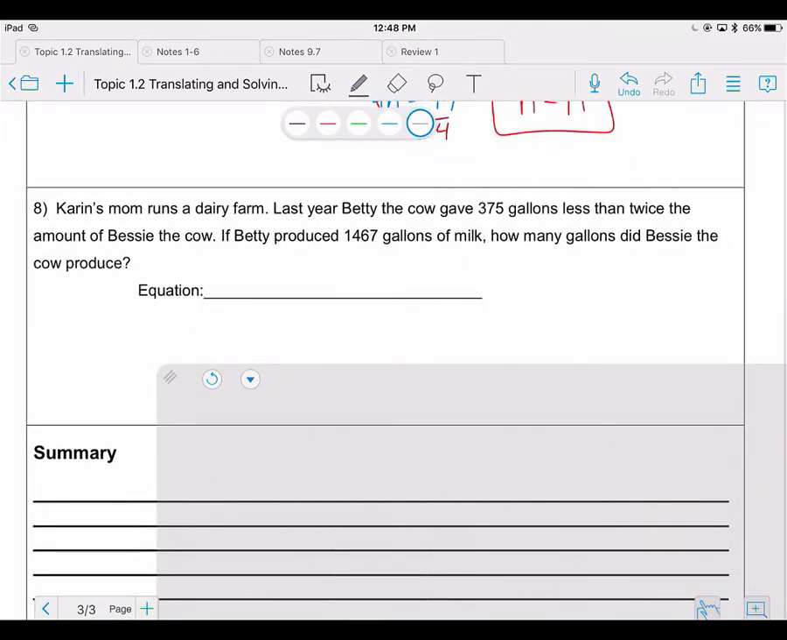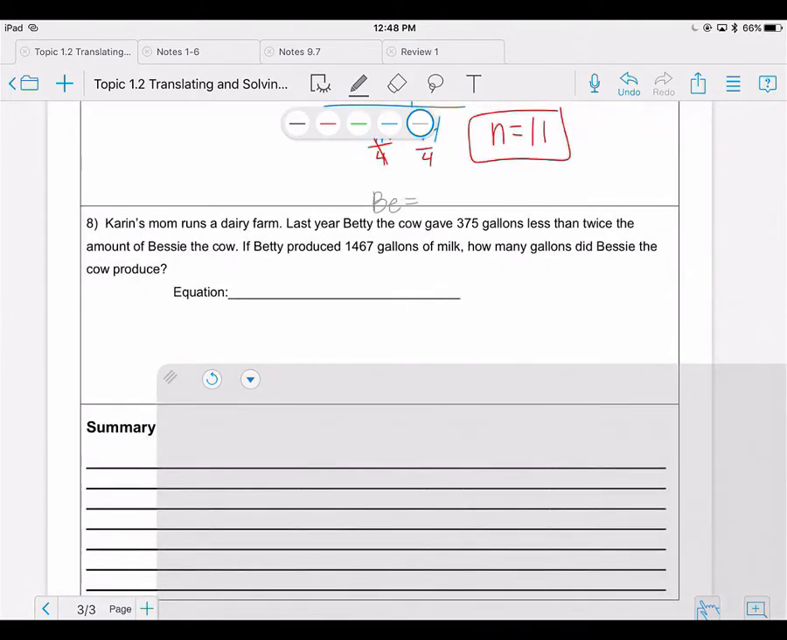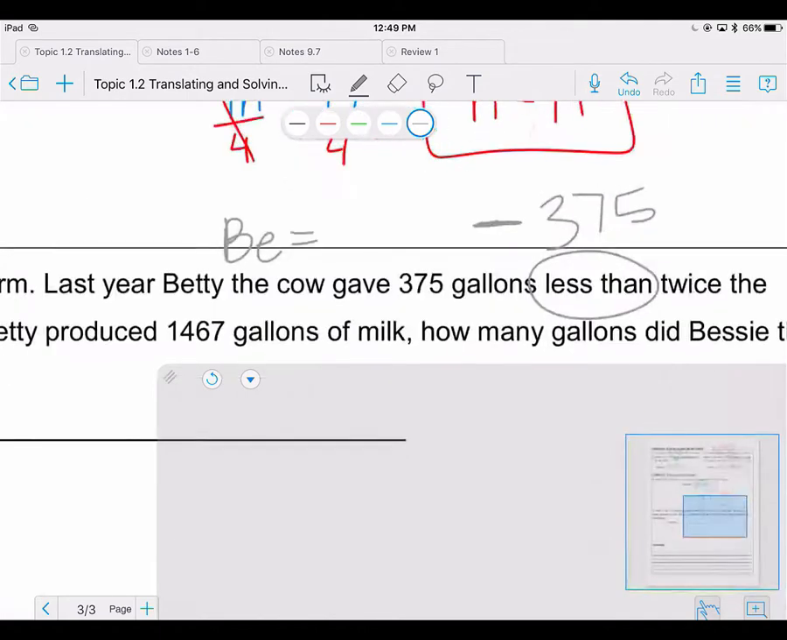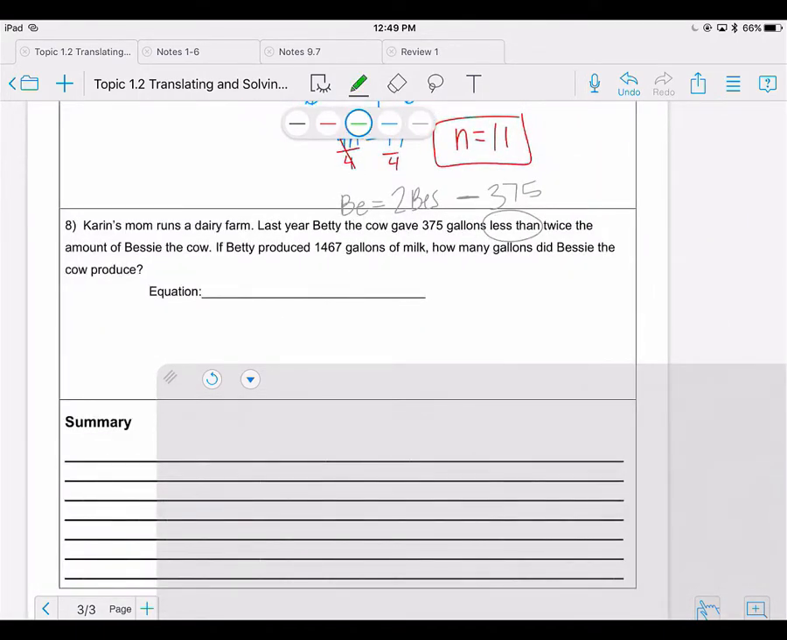Karen's mom runs a dairy farm. Last year Betty gave, so Betty gave 375 less than, remember less than is a turnaround word, so I'm getting ahead of myself. I have to subtract. 375 is in front of the word less than because less than is a turnaround word. It has to go behind the subtraction. Twice Bessie, so 2 Bessies. If Betty, so BE, produced or equals 1467, how many gallons did Betsy?